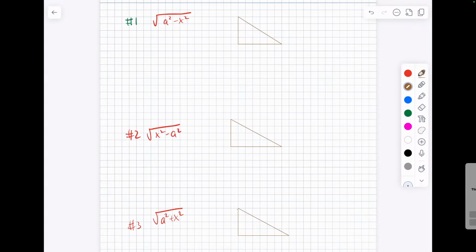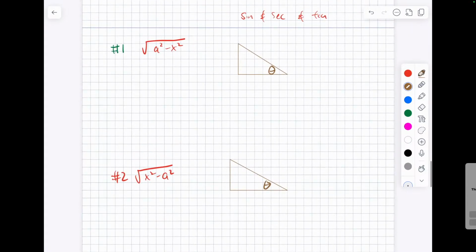Okay, so this triangle, you have to have the correct orientation, by the way. It's very important that you have the correct orientation. So we have a theta right here. A good thing to think about: a squared minus x squared is probably something to deal with sine. So sine of theta is equal to x over a. Why is it x over a? I'm gonna explain why.